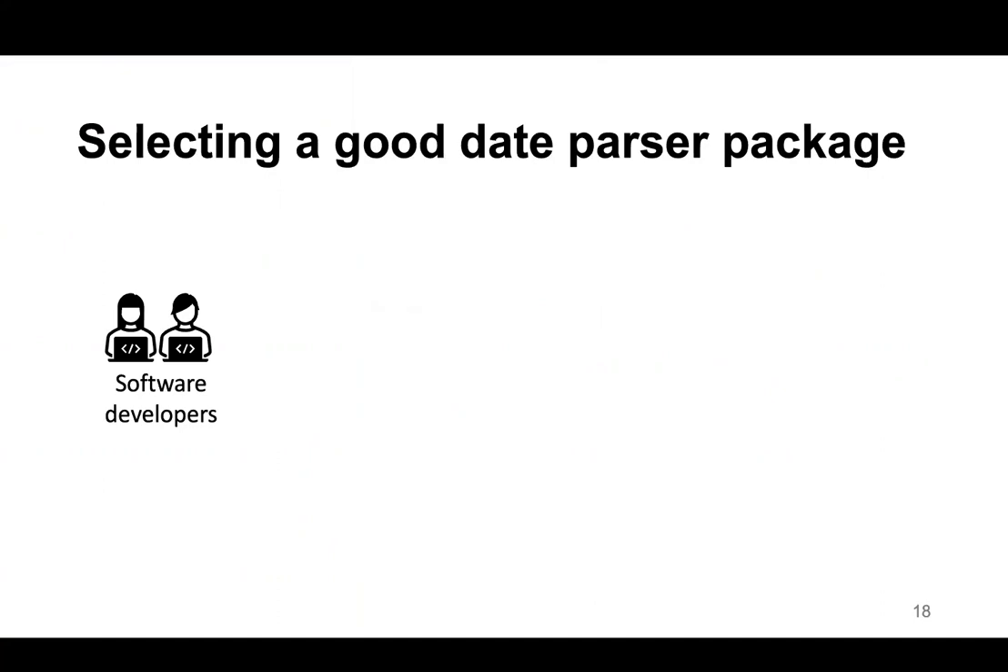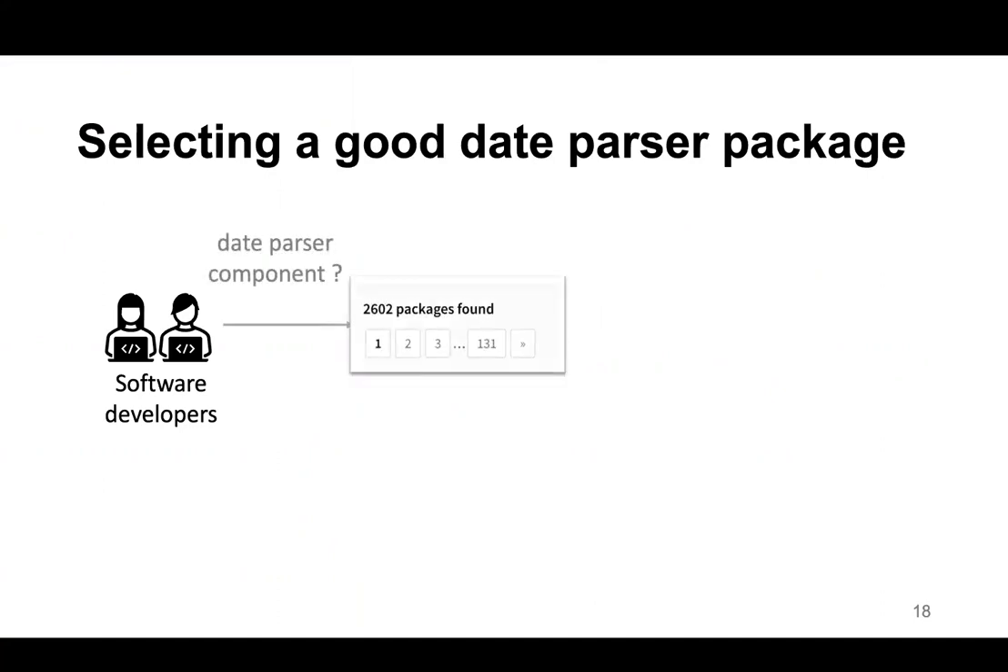Here's what developers do. They start saying, well, let's get a date parser component, a component that helps us manage date formats. Some countries use month, day, year. Some other countries use day, month, year. You want to have a library to handle that for you, so you don't have to worry about it. If you go to the NPM web page and you try to find a date parser component, you find more than 2,000 options available for you.